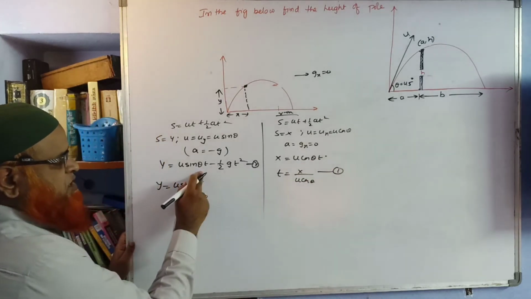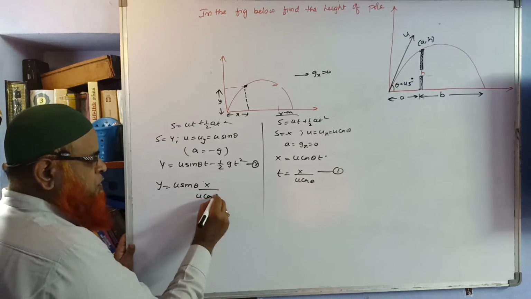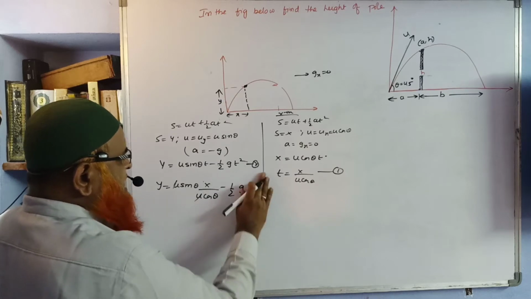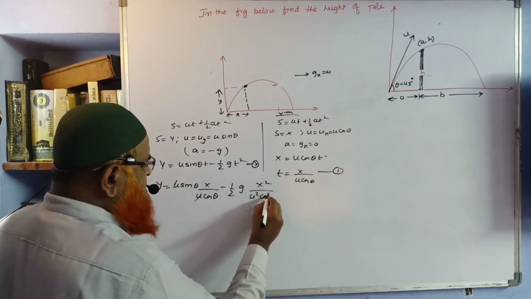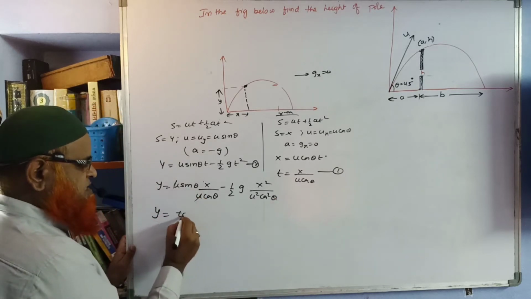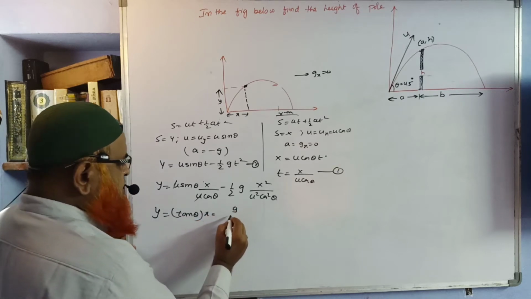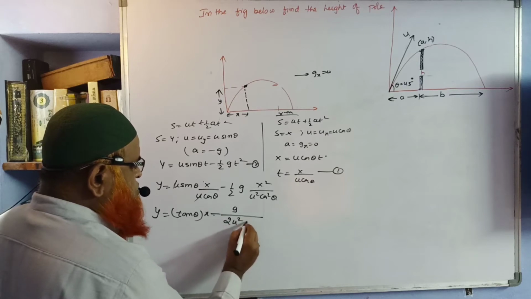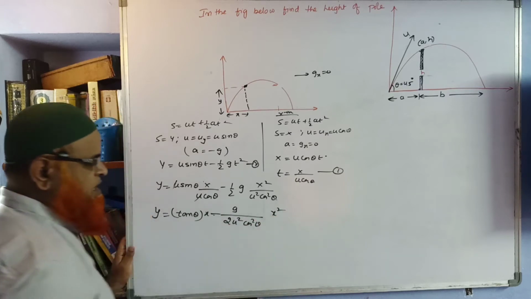If you substitute in for t, you can write this as x by u cos theta. The u gets cancelled here, minus half g, and t can be written as x square by u square cos square theta. So y is equal to sin theta by cos theta, which is tan theta into x, and this is going to be g by 2u square cos square theta into x square.